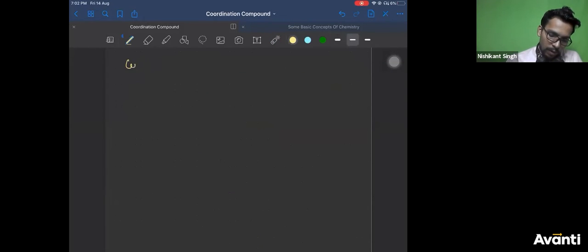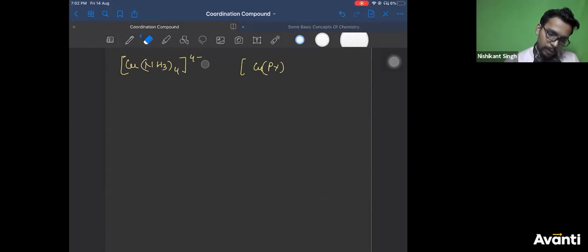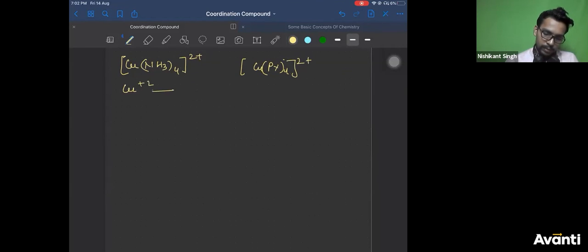Two more examples. Copper tetraammine. This is the most controversial example which people come across. So copper tetraammine 2+. Here copper is +2. People write sulfate also outside. So copper is 3d10 4s1, and copper 2+ is 3d9.